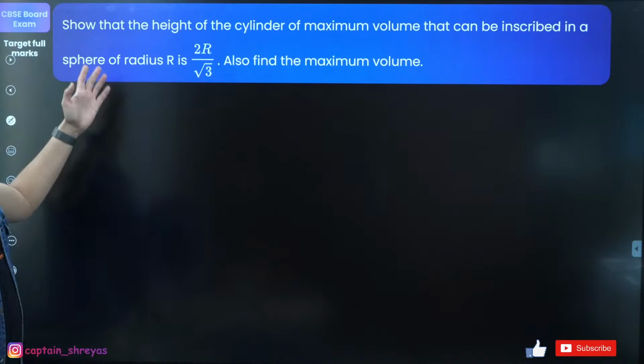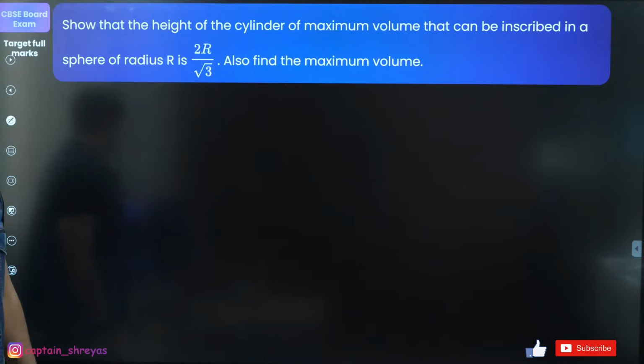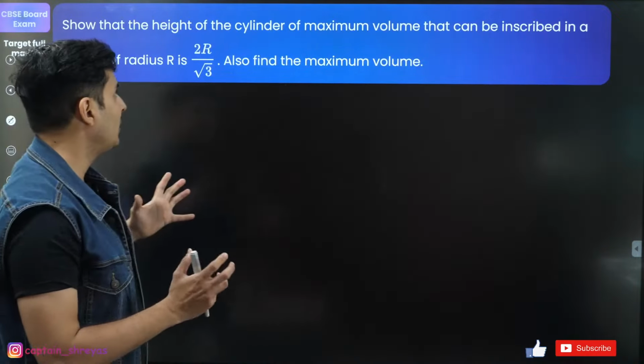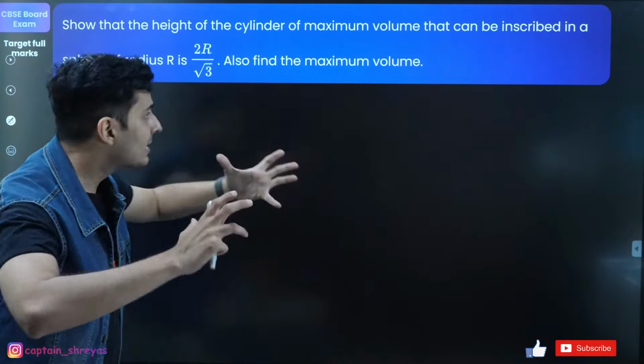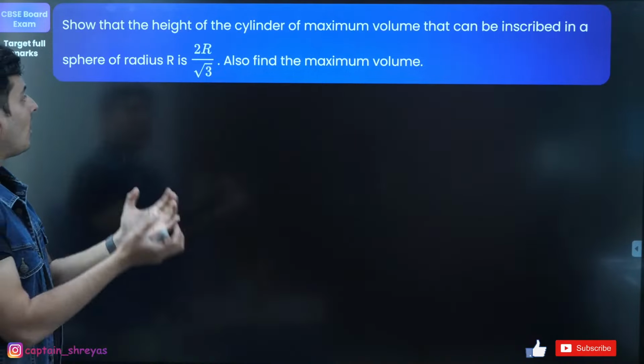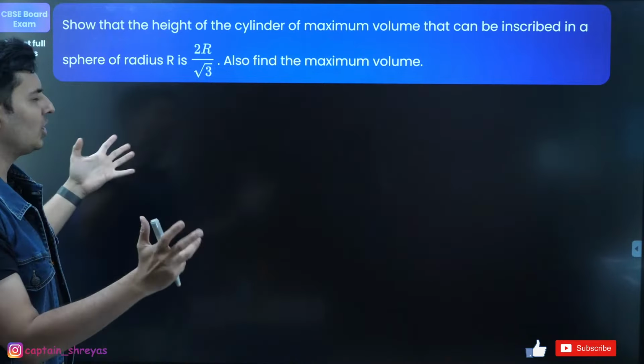Very good. Let's see the next question coming up on your screen. Show the height of a cylinder of maximum volume that can be inscribed in a sphere of radius r is this much. Also find the max volume.